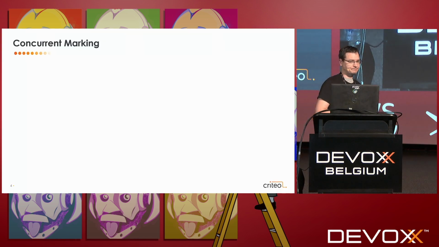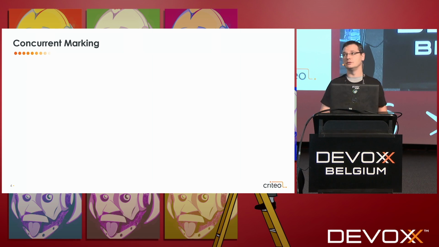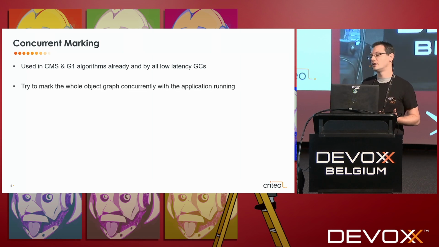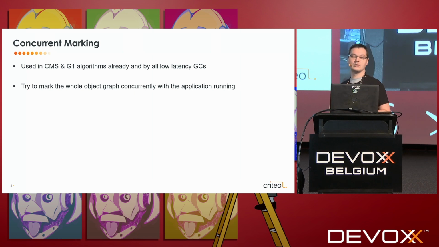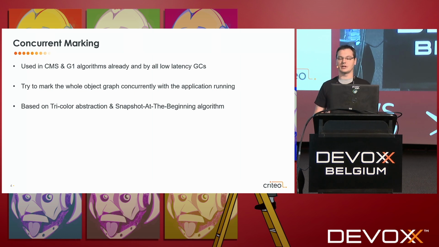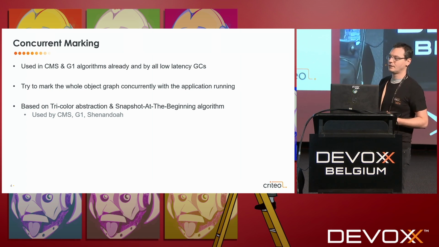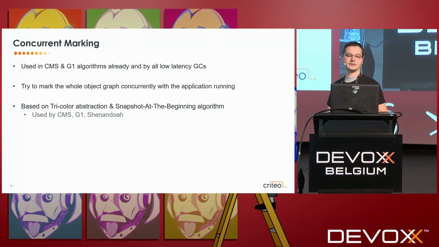So, concurrent marking. That's not new technology. It's used already for CMS and G1, and for all low latency GCs also. The idea is to mark the whole object graph concurrently with the application. So your application is still running, and the algorithm is running concurrently to mark all the object graph. It's based on the tricolor abstraction, and most of the time the snapshot-at-the-beginning algorithm. This abstraction is used by CMS, G1, and Shenandoah. For the rest, I will explain what's the difference.